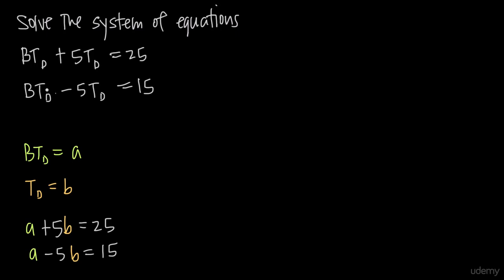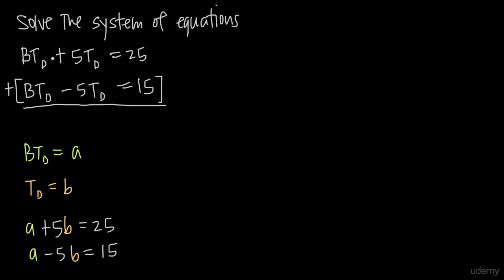The way we can do this is add these two equations together. The reason we want to add is because we can see right away that we have a 5t sub d and a negative 5t sub d. So if we add them, we'll get the t sub d to go away. Those will cancel and we'll just be left with bt sub d, and we'll be able to solve for that.